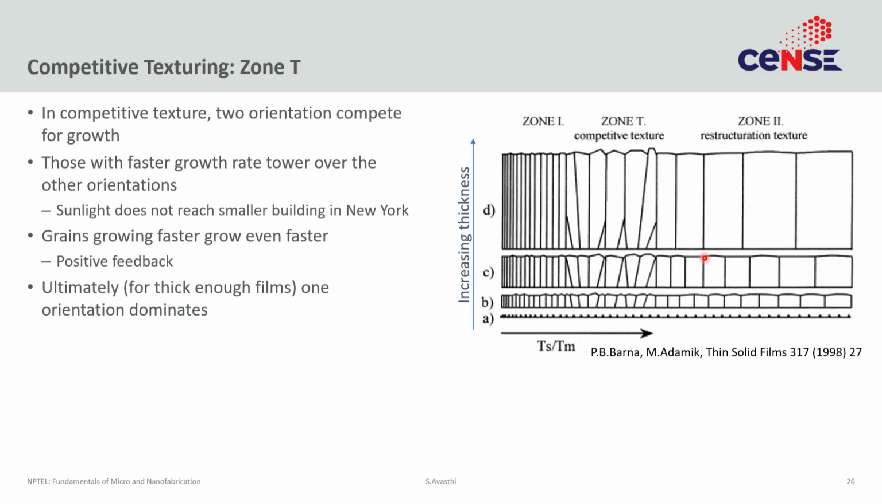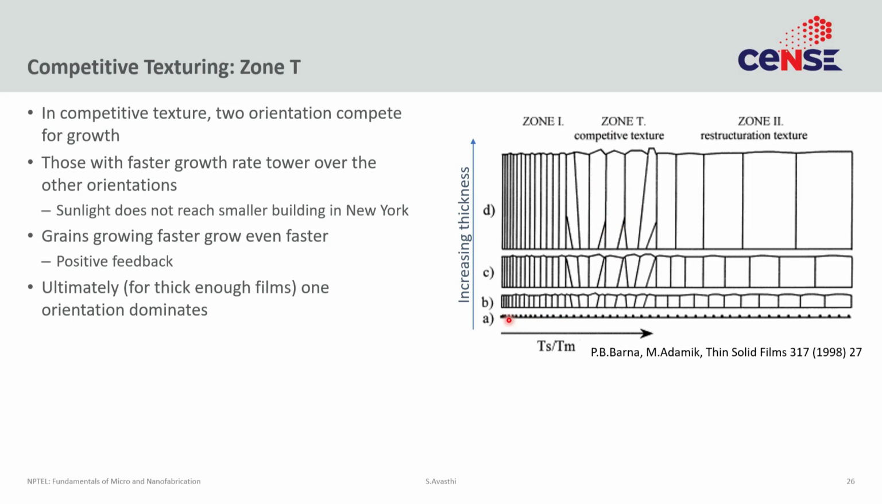This is just to show the cross section. Why is it called zone T? Why did they just not say zone 1, 2 and 3? That is because zone T is slightly interesting. What happens in zone T is that you do get a columnar structure, but there is a difference versus depth.